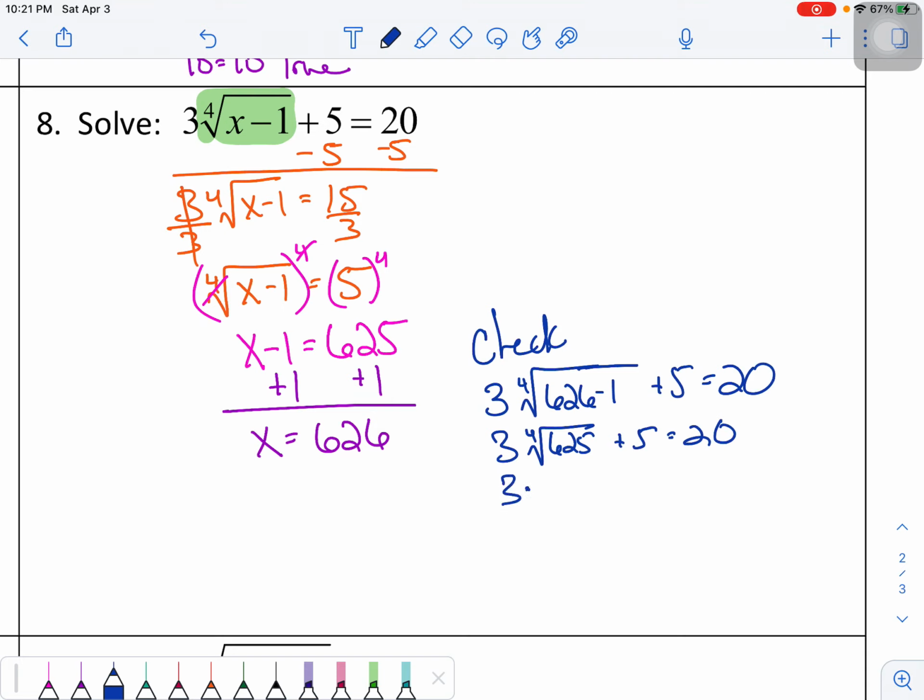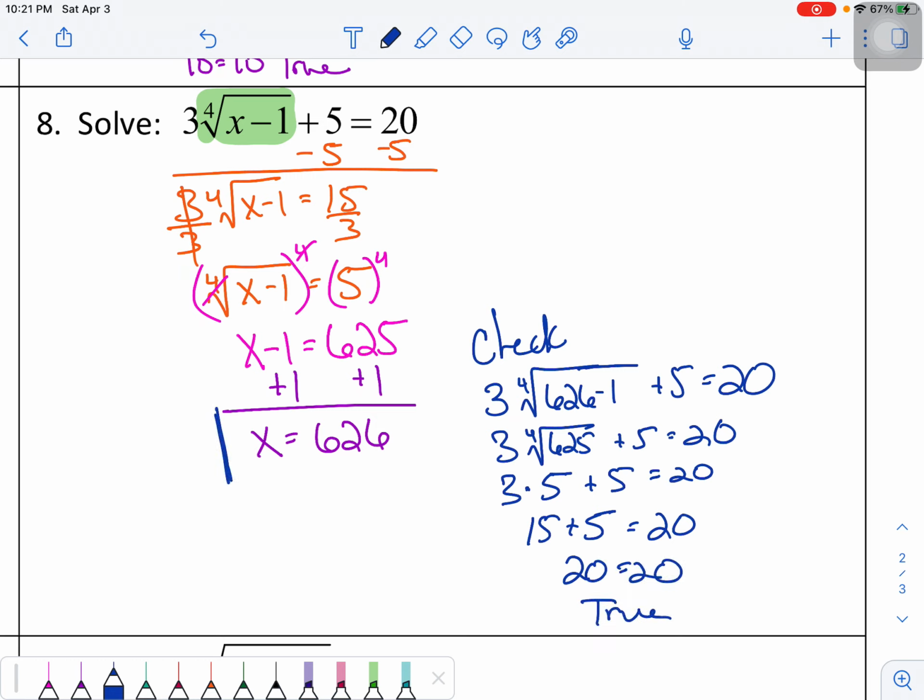So that's going to be 3 times the fourth root of 625, which is 5. So 3 times 5 is 15 plus, I'm getting ahead of myself. Hold on. There we go. Let's fill in these other 20s. So 15 plus 5 is 20. Yes, 20 equals 20. True statement. Yay. x is equal to 626.